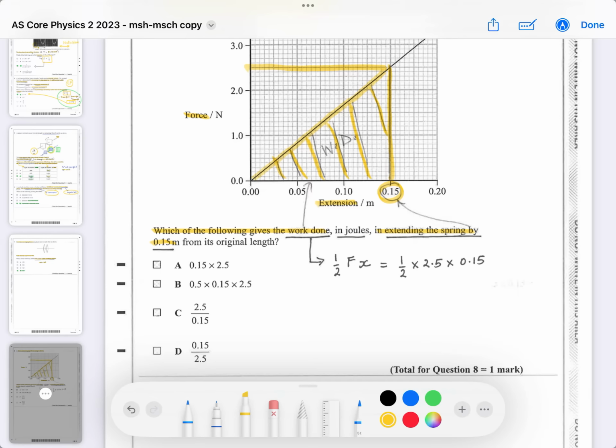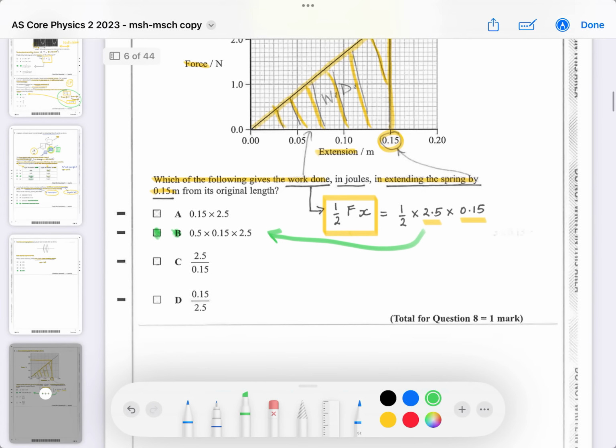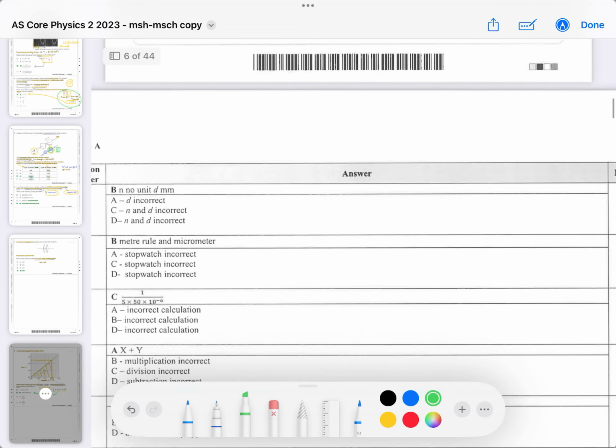All right, so work done is the area under the graph, which is the area of a triangle, so it's half the maximum force times the distance, the extension, yeah? And therefore the maximum force was 2.5, and the extension we were going up to was 0.15 on the graph, and the half because it's the area of a triangle. So it's half times 2.5 times 0.15, so the answer is B. Okay? So that's the 8 multiple choice questions.